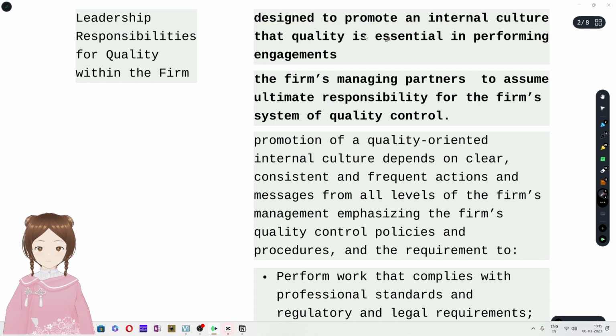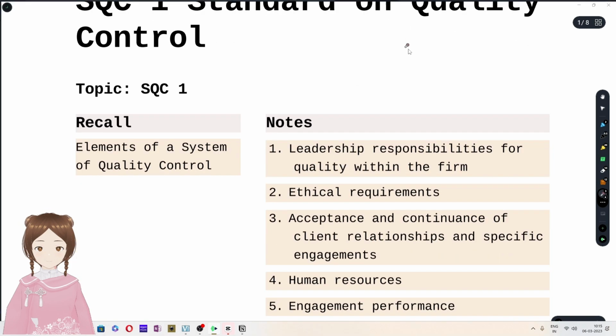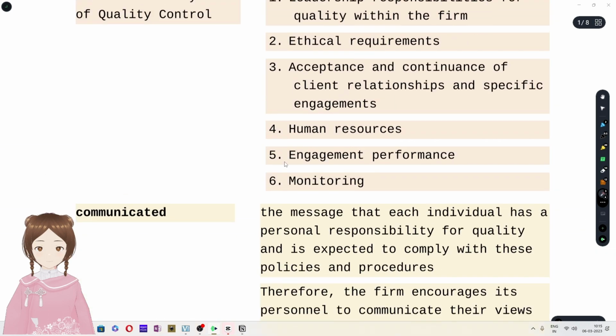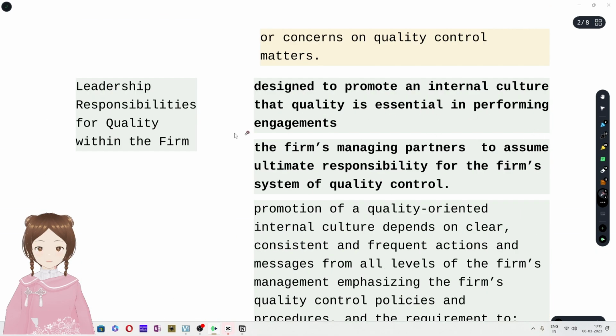Designed to promote an internal culture that quality is essential in performing engagements. Performing engagements, what's performing? Why do we set up an audit firm? To do engagements, right? So this is why they were promoting their internal culture, because they wanted quality first. That is what the standard is talking about, quality in what matters. Why should quality be there? Quality should be there in the work they perform. What work do they perform? Engagements. So the firm designed to promote internal culture that quality is essential in performing engagements.